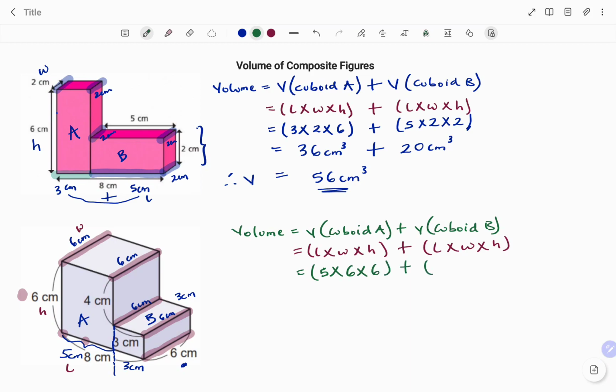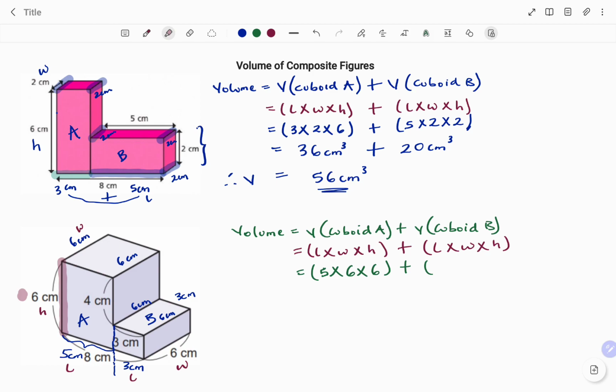For the second cuboid B, I have my length to be 3. I have my width to be 6, and then I have my height. I need to find my height. To find my height, I have the height of cuboid A to be 6 centimeters.